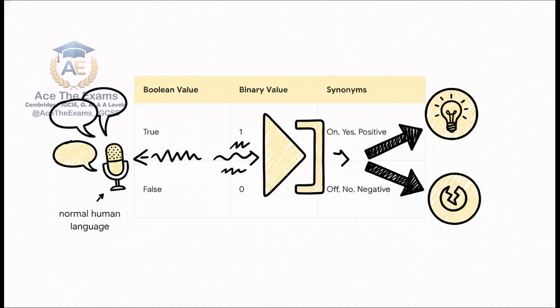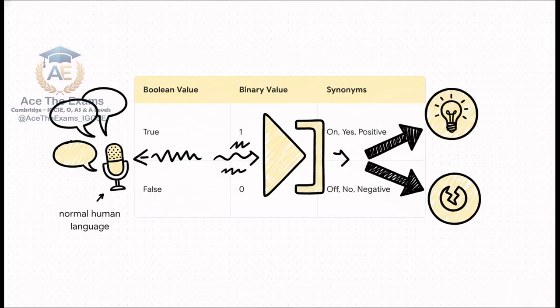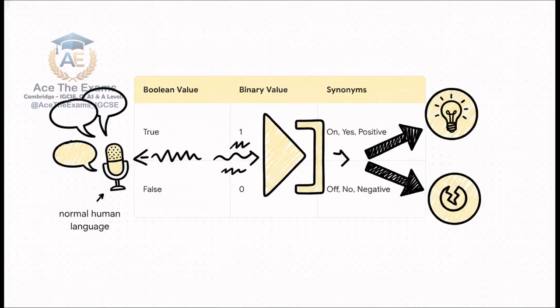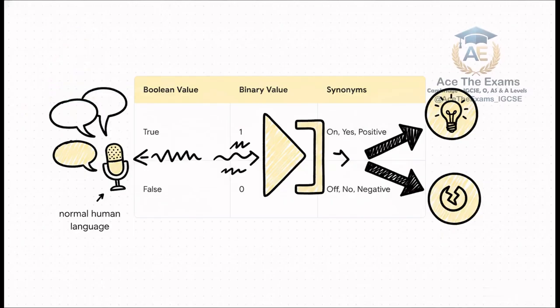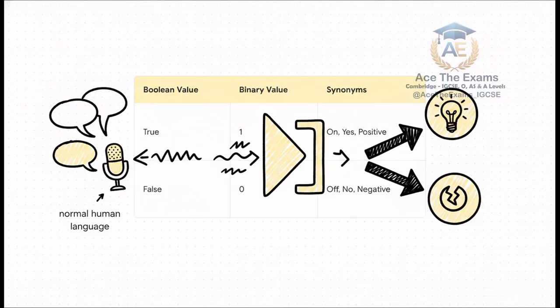First, we have the Boolean value true, which the computer fundamentally sees as a binary 1. Depending on the scenario the examiner gives you, you might also need to think of this one as on, yes, or positive. Then, on the flip side, we have false, which translates to a binary 0. In a real-world scenario question, a 0 means off, no, or negative.